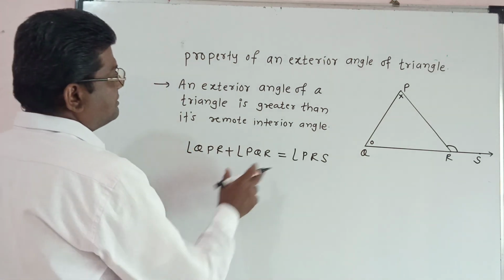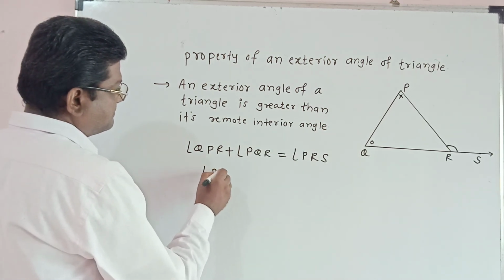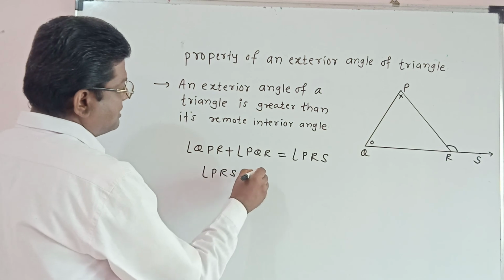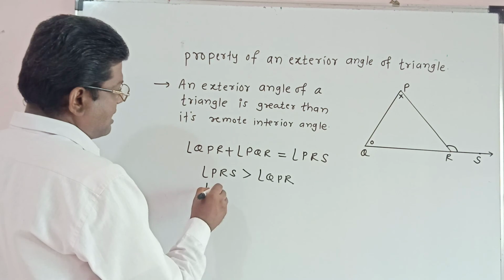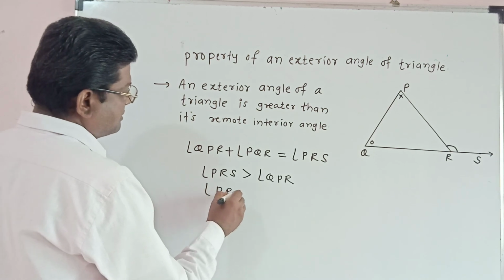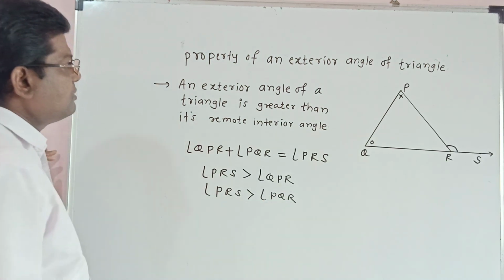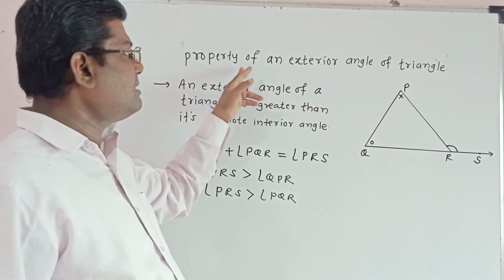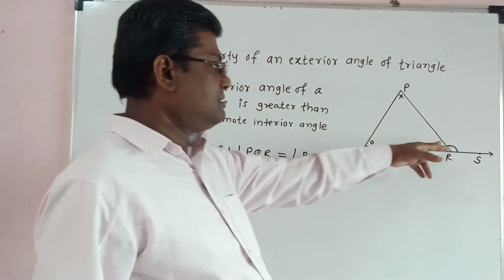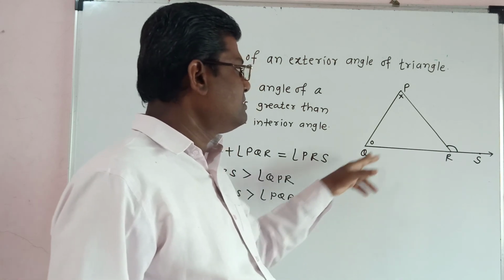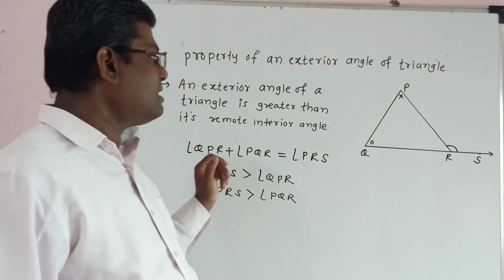Now from this theorem it is clear that angle PRS is greater than angle QPR. Also angle PRS is greater than angle PQR. So this property is called the property of an exterior angle of a triangle. The exterior angle of a triangle is always greater than its remote interior angles.